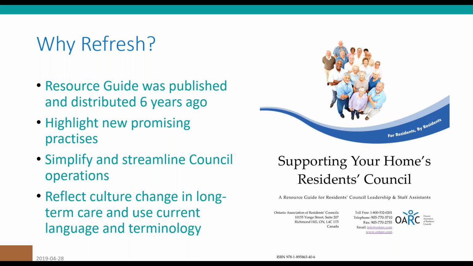This guide was published about 6 years ago and distributed in hard copy to all long-term care homes across Ontario. This guide can also be accessed online in its entirety on the OARC webpage. The guide is designed to help resident council leaders, resident council assistants, and the home administrator support and sustain effective residence councils in their homes.